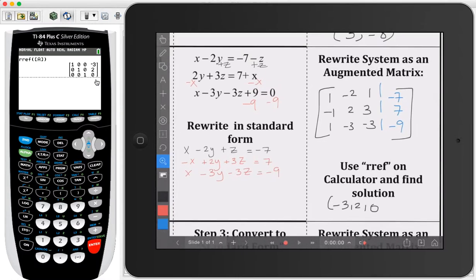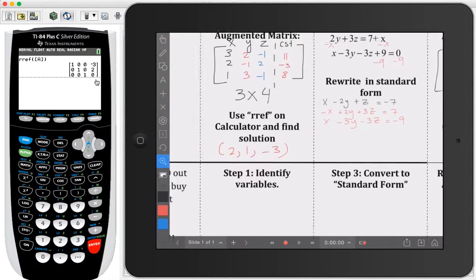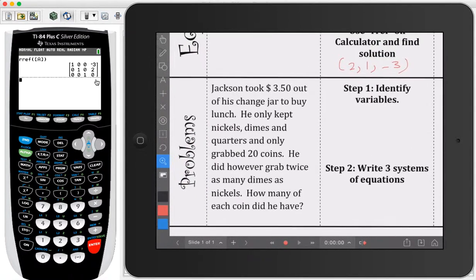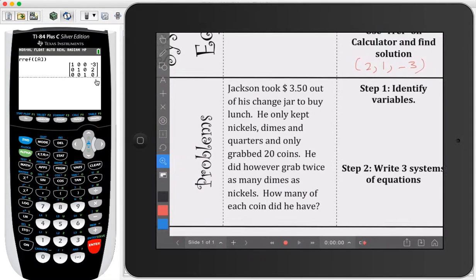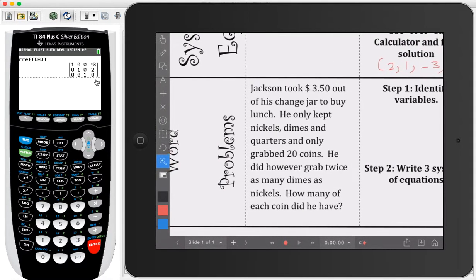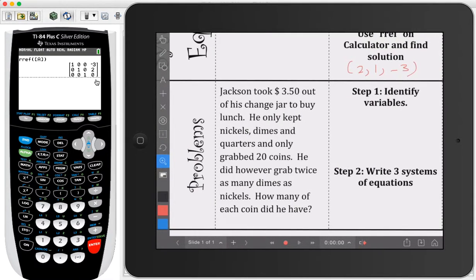Okay, now this is our fourth example. Now let's move on to a word problem. Now remember, every time you read a word problem, the first step is to identify your variable. So let's read this word problem.